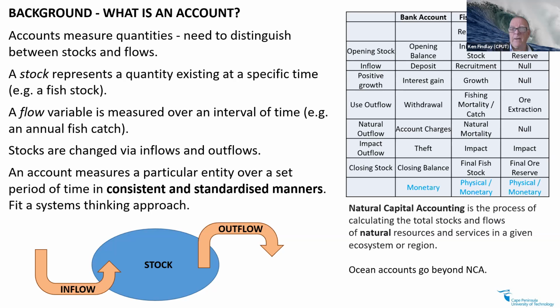Just as we could have a bank account, we could have an account of a fish stock. That would be the initial fish stock, recruitment, growth, a use through fishing mortality, through a catch, natural mortality, any particular impacts on that stock, and a final fish stock in terms of a renewable resource that may be measured in both physical or monetarized approaches.